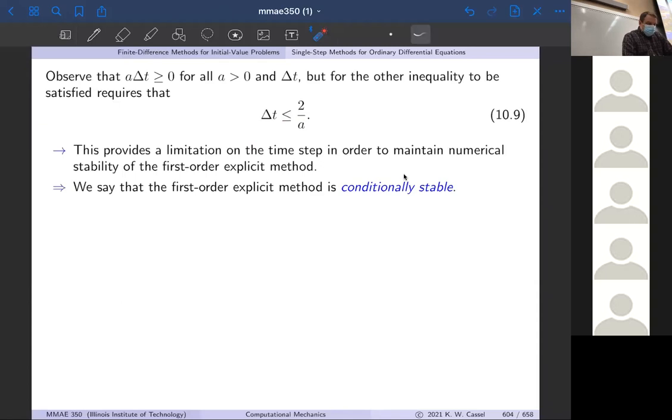So we say that the method is conditionally stable. So it is stable under certain conditions, but not all conditions. If it was always stable, no matter what, we would say it's unconditionally stable. There are no conditions for which it is not stable. But there are conditions that have to be satisfied to remain stable, so it's only conditionally stable. So first order explicit method is conditionally stable. Have I said that yet? I feel like I'm repeating myself.